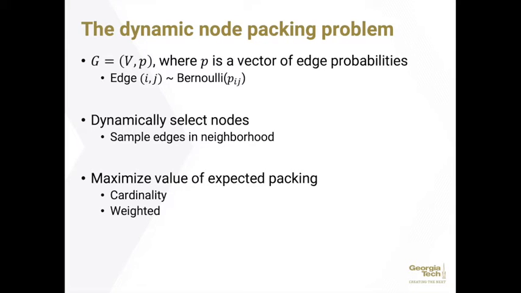This corresponds to our packing process in that what's going to happen is we're going to select a currently uncovered node, add that node to our packing, and then sample all of the edges adjacent to that node as independent Bernoulli random variables with their corresponding probability. And what we're interested in are coming up with rules for selecting nodes that will maximize the expected value of our resulting packing, either in terms of cardinality or weight.